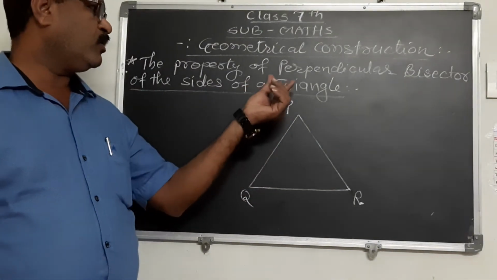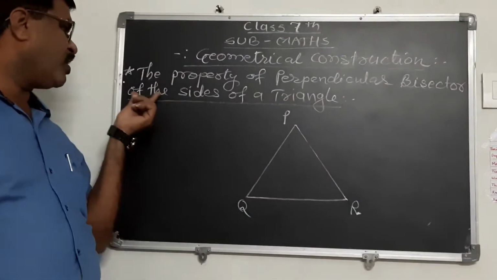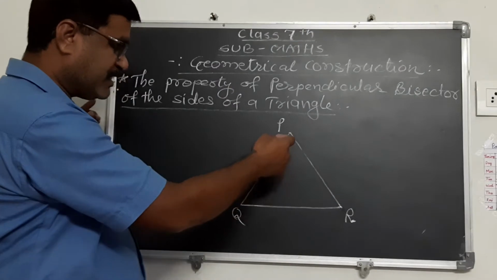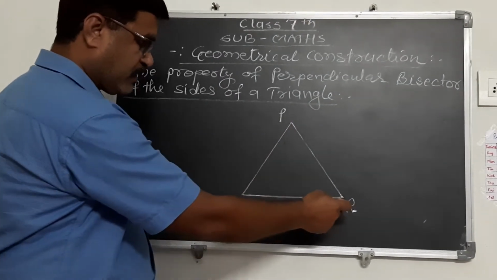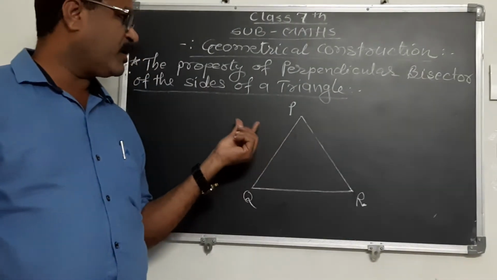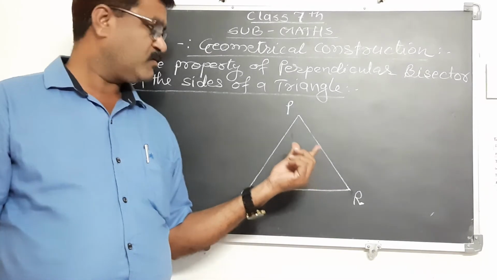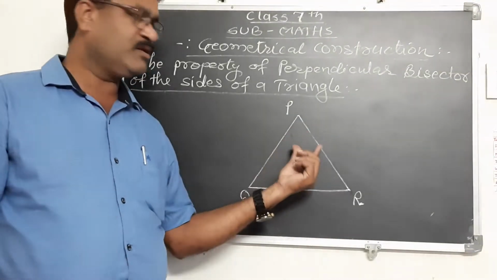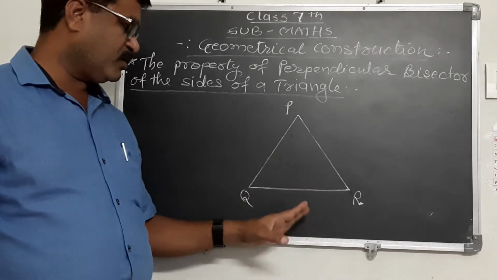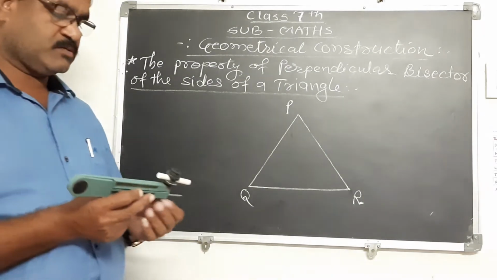Now we have to draw the perpendicular bisector of the sides. There are three sides, that is PQ, QR and PR, and we have to draw the perpendicular bisector of all the three sides. So one by one we draw the perpendicular bisector of all three sides with the help of the compass.